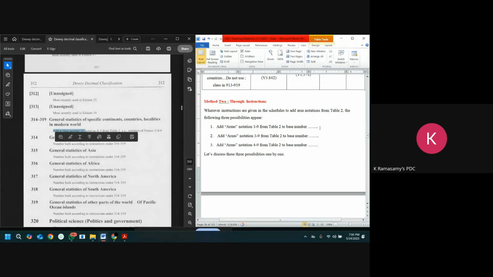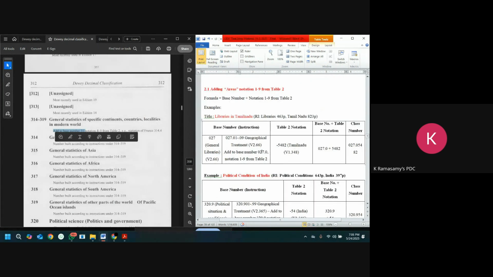There is a clear instruction given under various numbers in the schedules, that you add area notation 1 to 9 from Table 2, or 3 to 9 from Table 2, or 4 to 9 from Table 2. This way, you can see three different kinds of instructions randomly in the schedules. For example, I'll give an example.